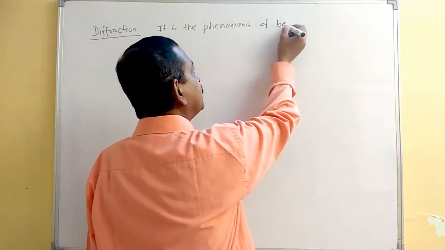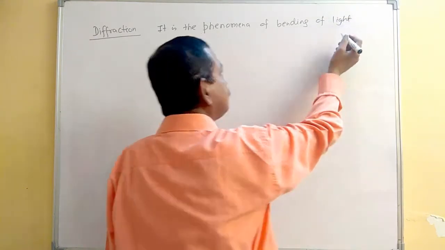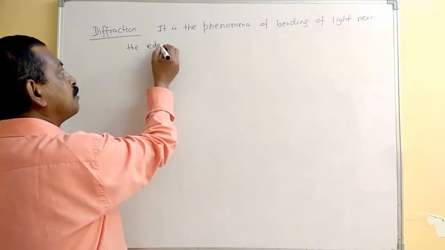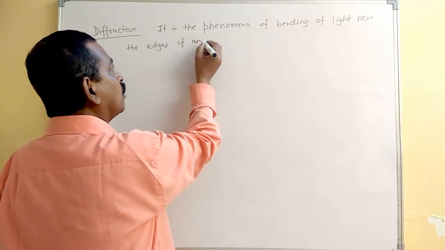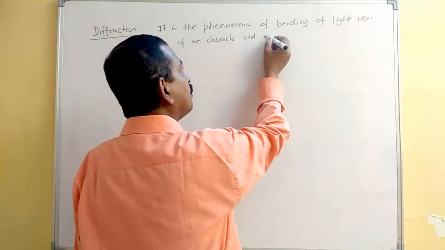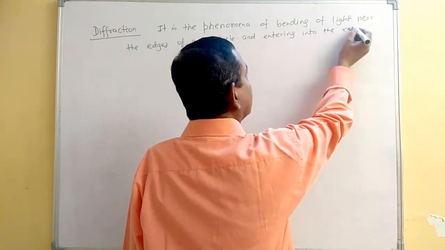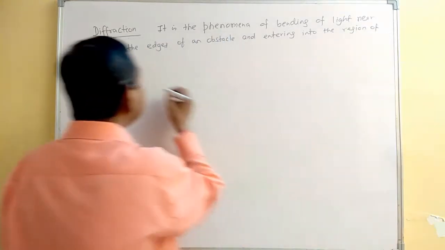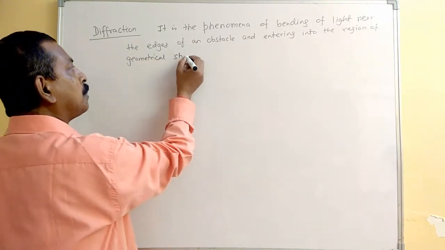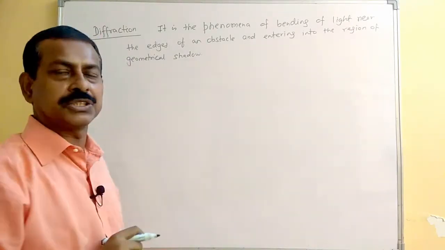of bending of light near the edges of an obstacle and entering into the region of geometrical shadow. So that is the phenomenon of diffraction.